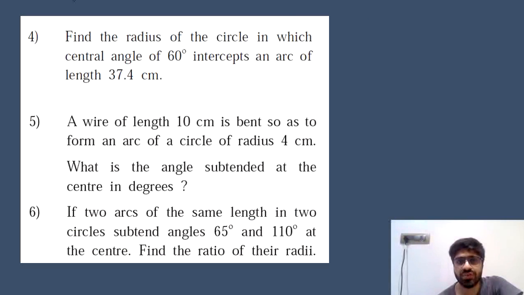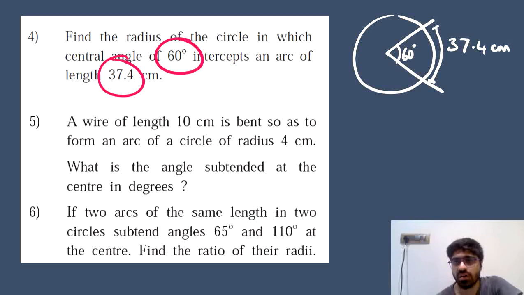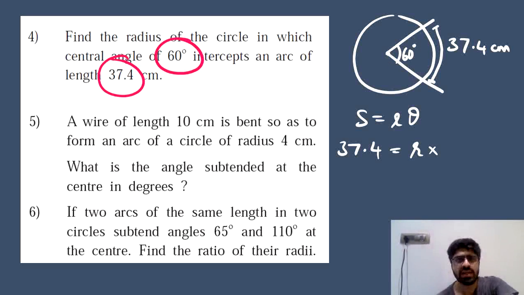It says find the radius of the circle in which the central angle of 60 degrees is intercepting an arc of 37.4. So here's a circle. The central angle is 60 degrees and the length of arc intercepted between the two lines is 37.4 centimeters. We use the formula S equal to r theta, S being 37.4. R is what we are trying to find. Theta is 60 degrees in the form of radians, which we just calculated was pi by 3.